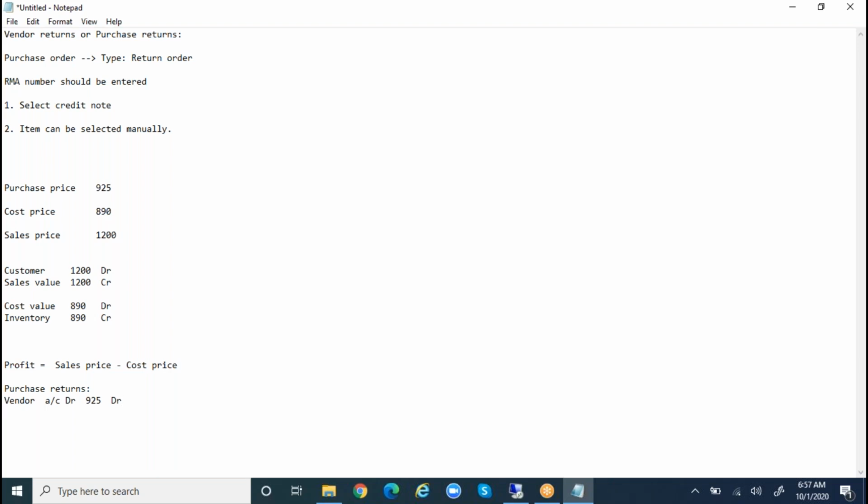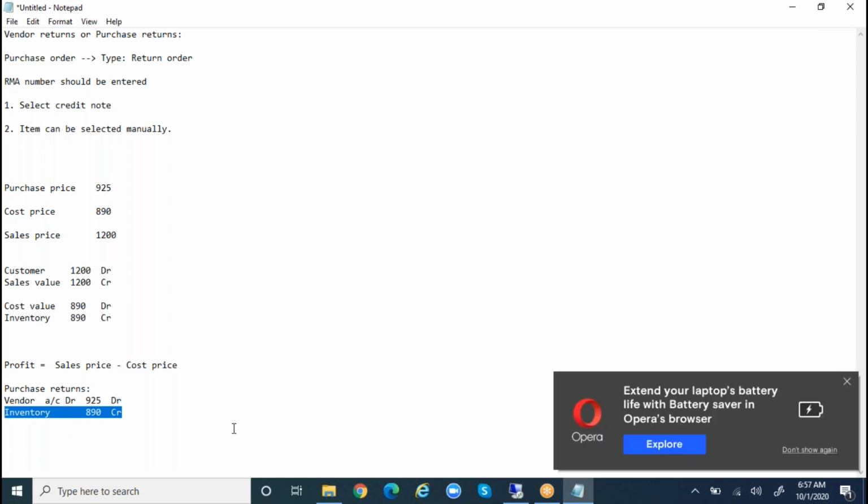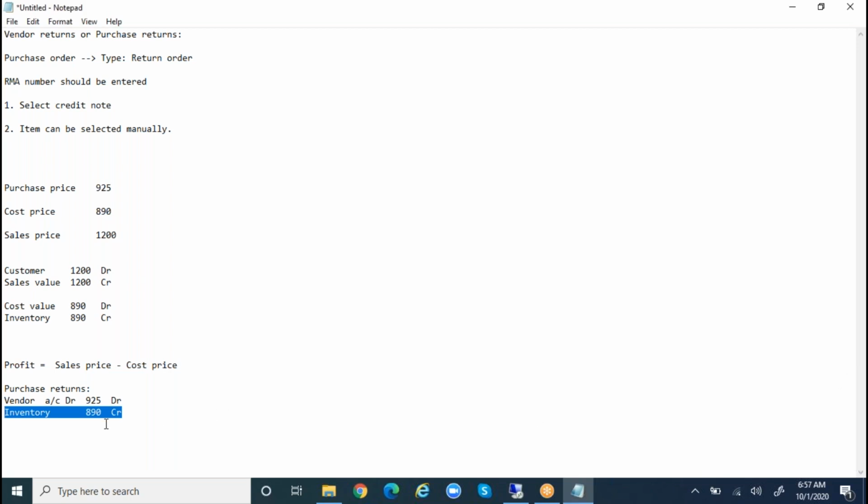Okay, from your inventory, the cost price will be decreased, that is 890 only. It is decreasing just like invoice. Understood? It is decreasing your inventory value, because it is going out. Here also it is the same manner.